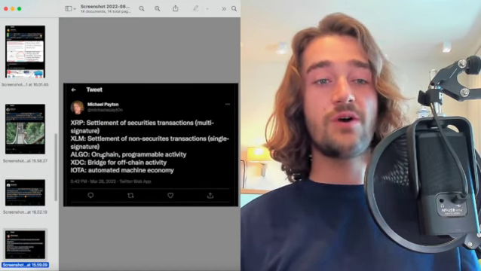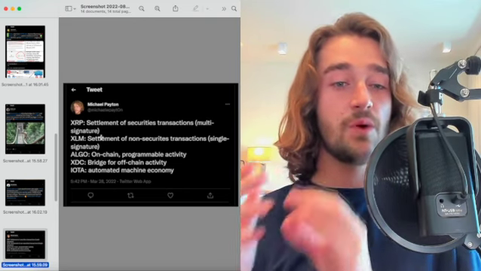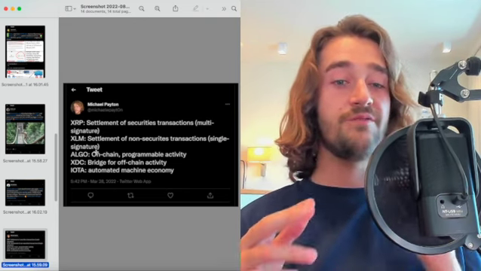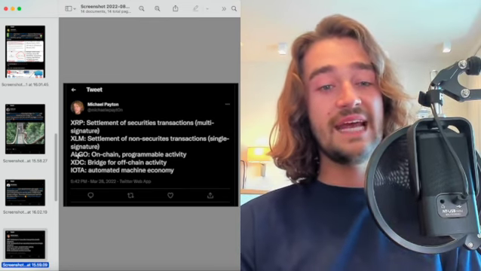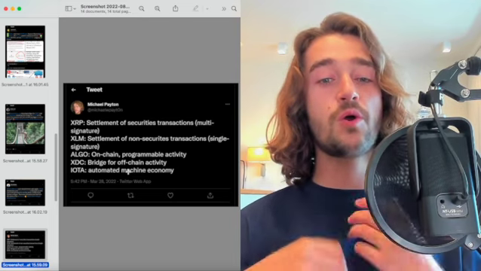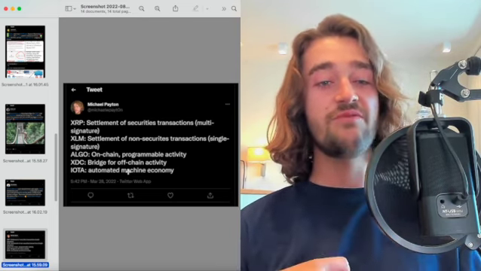Another news that I want to talk about is how XRP is a settlement of securities transactions. It's a multi-signature. XLM is a settlement of non-securities transactions, which is a single signature. And then you have Algo, which is on-chain, which is programmable activity. XDC, which is a bridge for off-chain activity. And then you have the IOTA, which is the automated machine economy. It's important to remember because many don't understand the difference, but XRP is for the settlement of securities transactions, and XLM is for non-securities transactions.